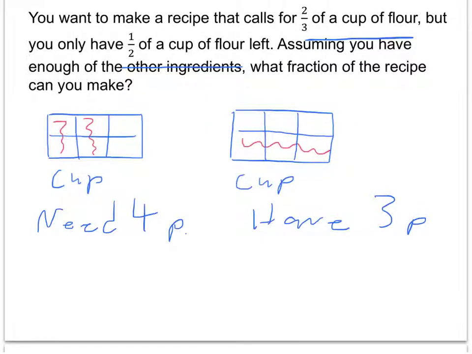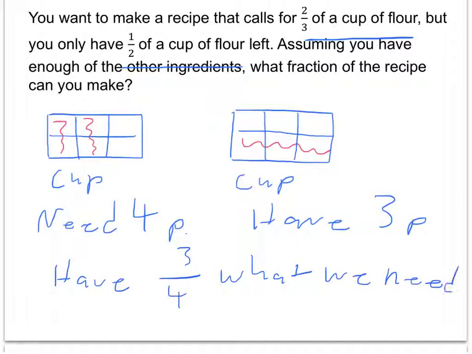Okay. So we need 4 pieces, but we only have 3 pieces. So that means that we have only 3 out of 4, or 3/4, excuse me, of what we need. So there we go. There's our answer. We only have 3/4 of what we need, so that means that we can only make 3/4 of the recipe.